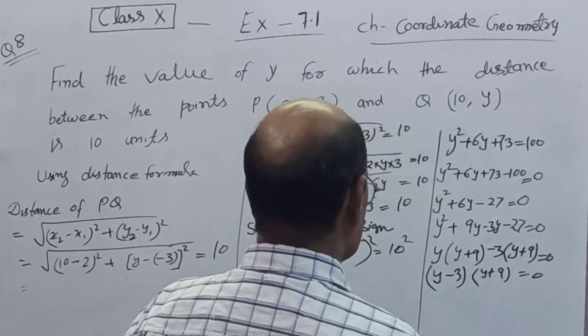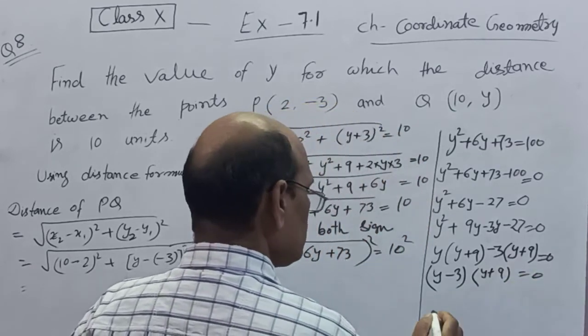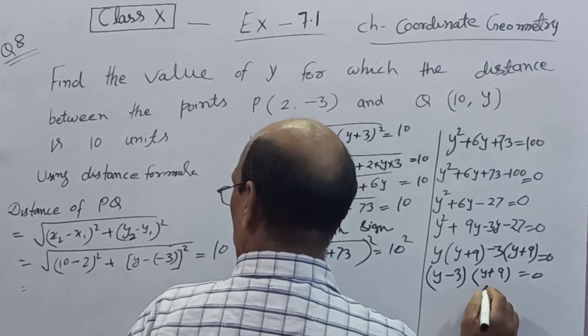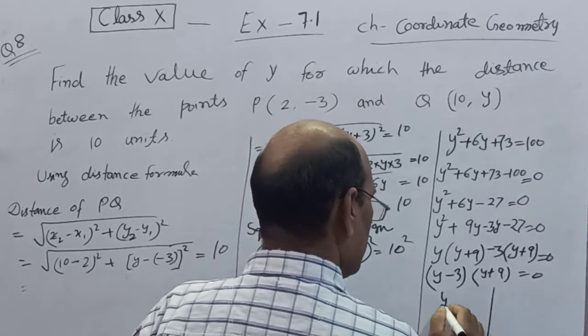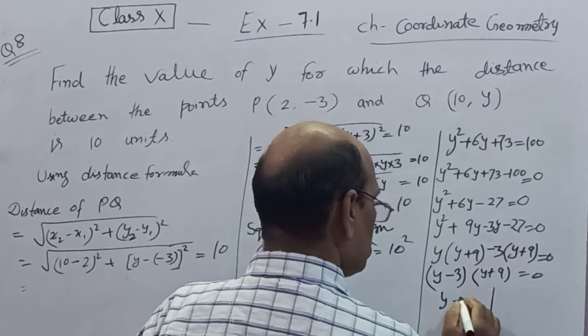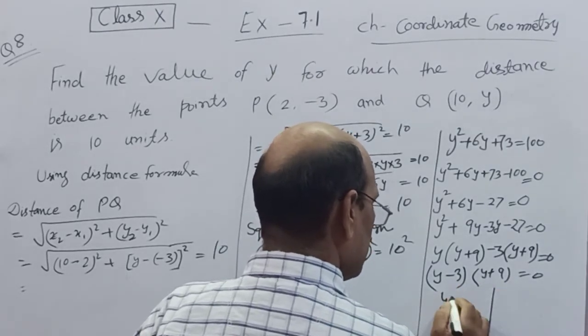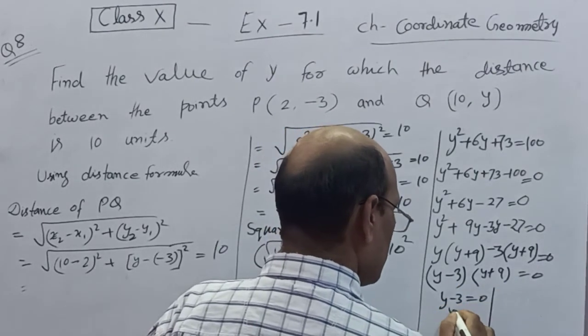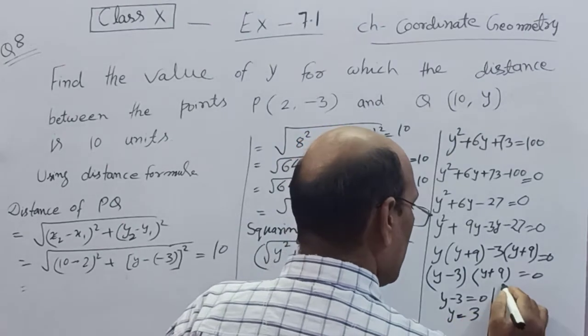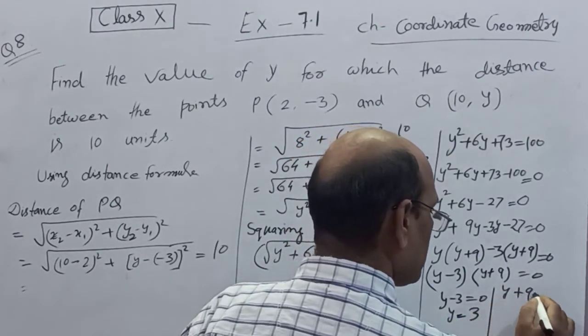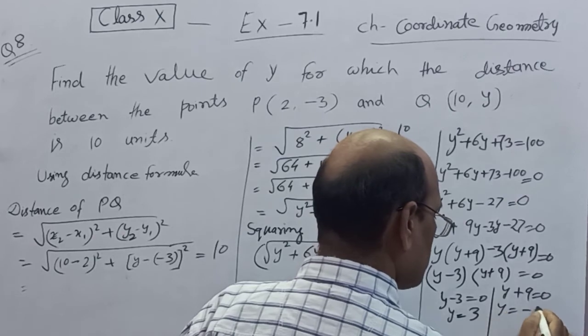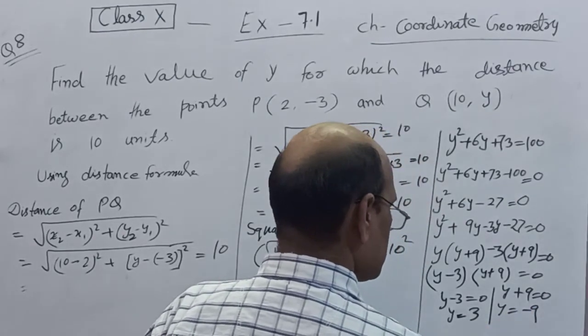Therefore, in this question we can write y minus 3 is equal to 0, so minus 3 becomes positive. Therefore, y is equal to 3. And y plus 9 is also 0, so y is equal to minus 9. Therefore, this is the answer.